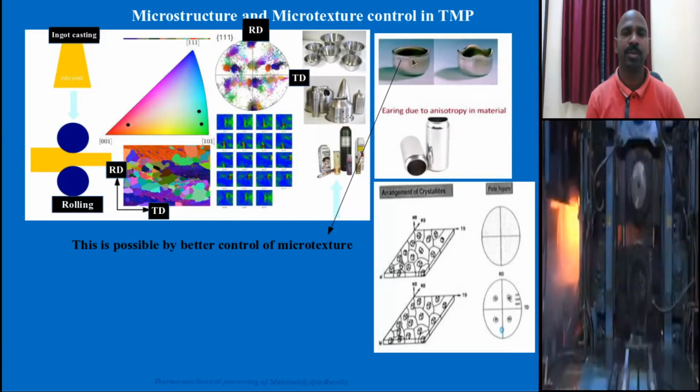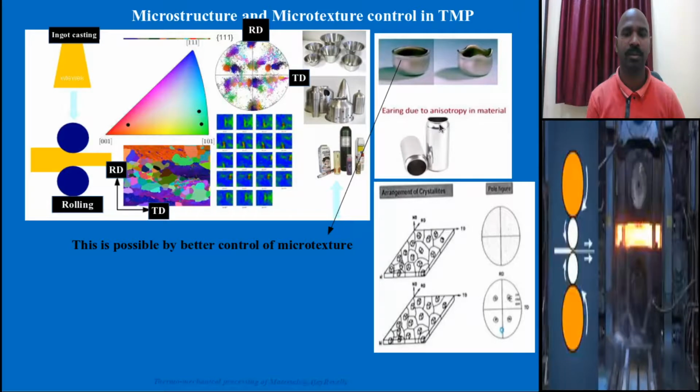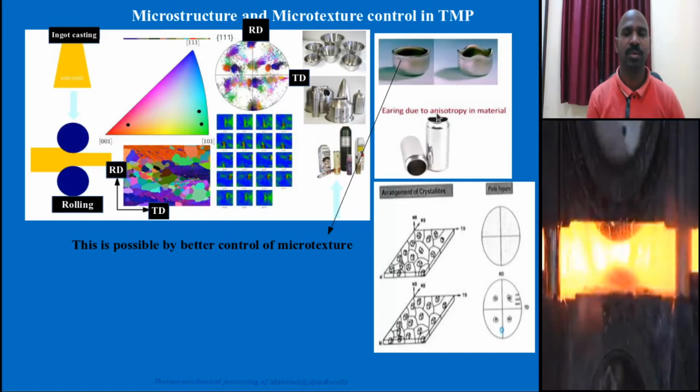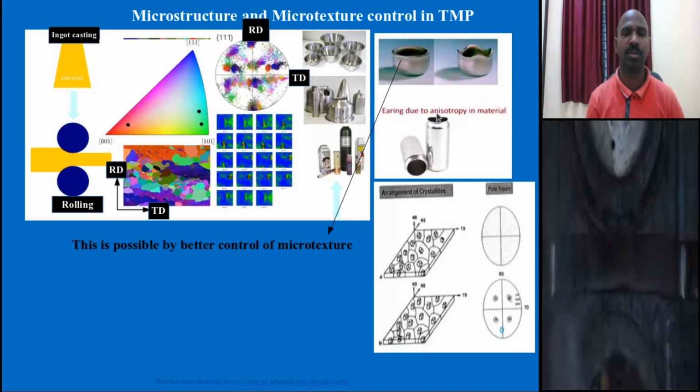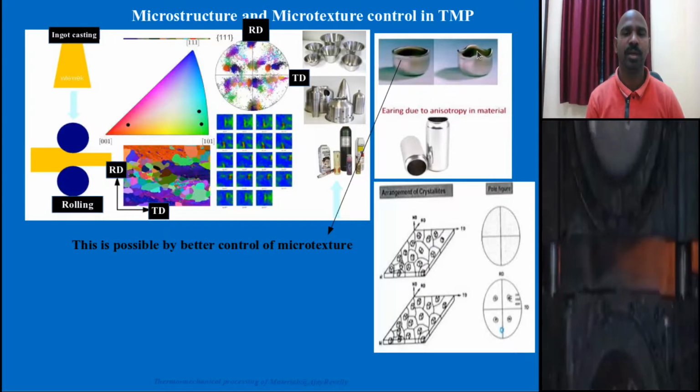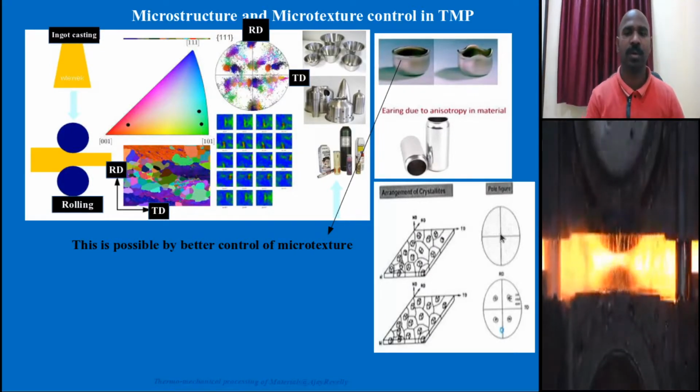In a bowl, ears are formed. In the tin can, the coke can, ears are formed. So earring is due to anisotropy. Isotropy means the properties are the same in every direction. Anisotropy means the properties are not the same in all directions, they vary with direction. So how do you change this particular defect? By interpreting these particular pole figures.